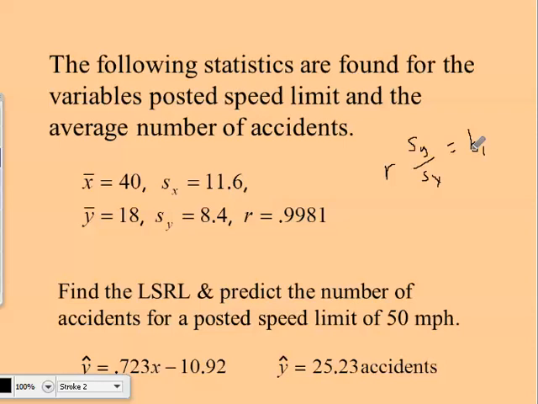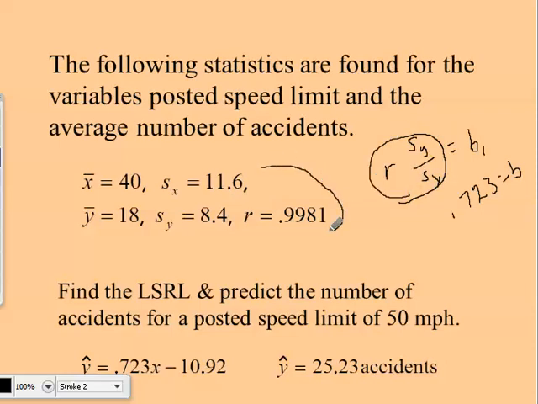8.4 divided by 11.6 times 0.9981. And what do I get? I get 0.7227. Well, that's 0.723. So my b1 value here is 0.723. Do you see how I used this calculation here and these values right here?